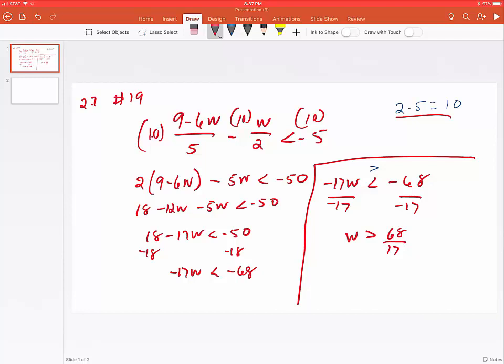And then at this point in time, if you can reduce this fraction, you go ahead and reduce it. Now, at this point in time, we can't reduce this because 17 is a prime number.